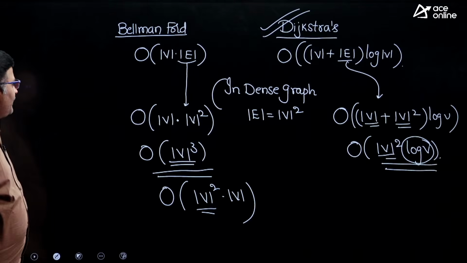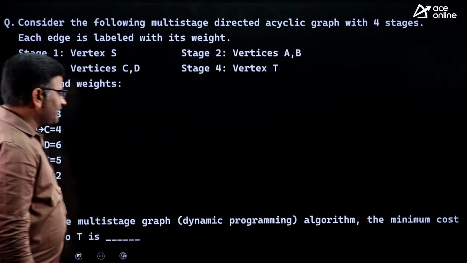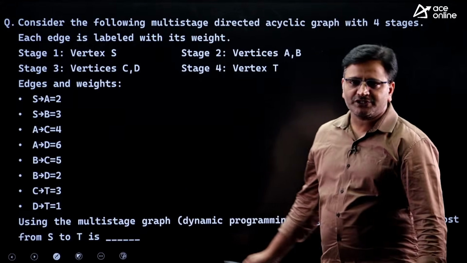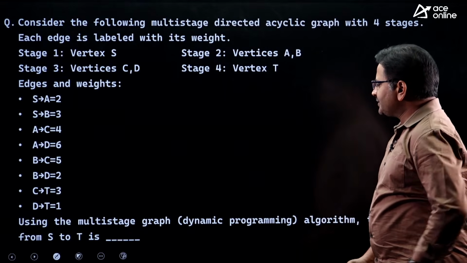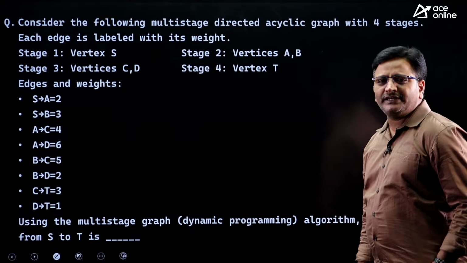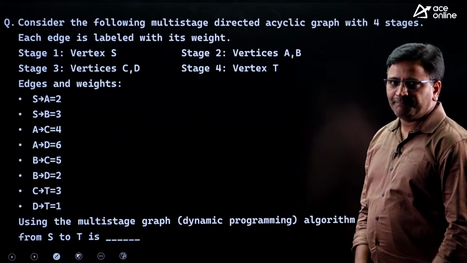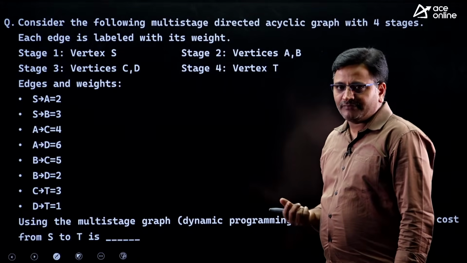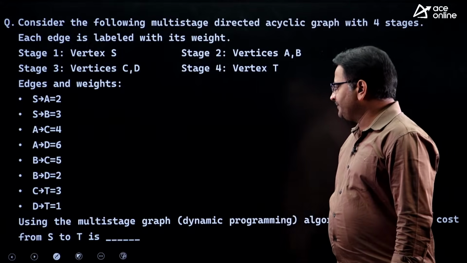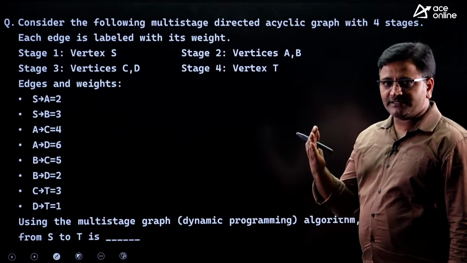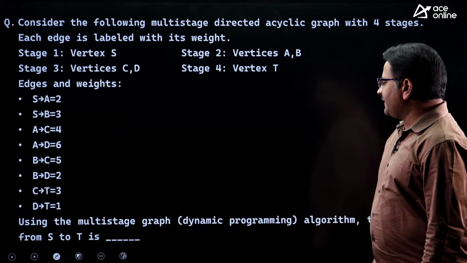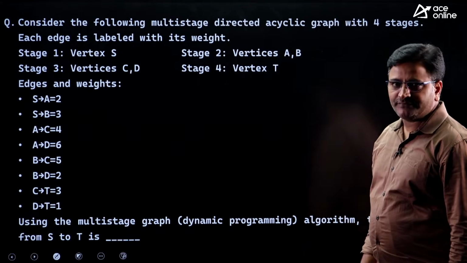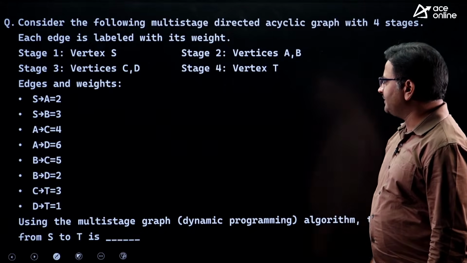I think time is over. If anybody is interested, you can copy this one and practice multi-stage graph. I prepared this question on multi-stage graph because so far they have not asked any question on it. It is an untapped area. Maybe this time they will ask, because from 1987 up to the 2025 paper they did not ask any multi-stage graph question. That's why I gave one problem. Just practice multi-stage graph, friends.